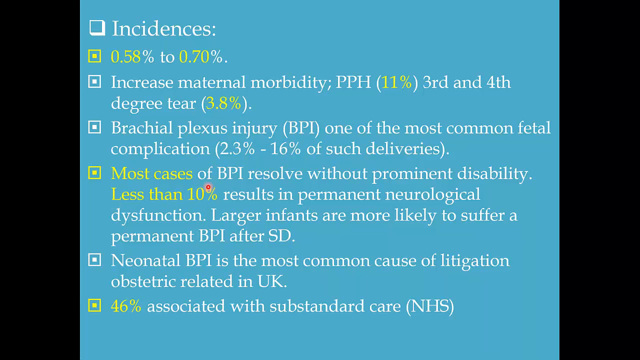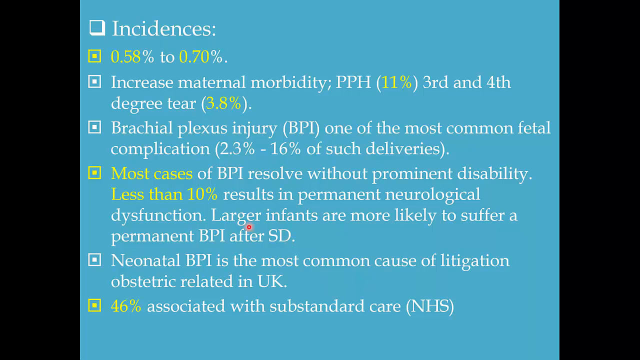Most cases of brachial plexus injuries resolve without permanent disability. This is very important because most cases resolve spontaneously and less than 10% result in permanent neurological dysfunction. Larger infants are more likely to suffer permanent brachial plexus injury after shoulder dystocia.